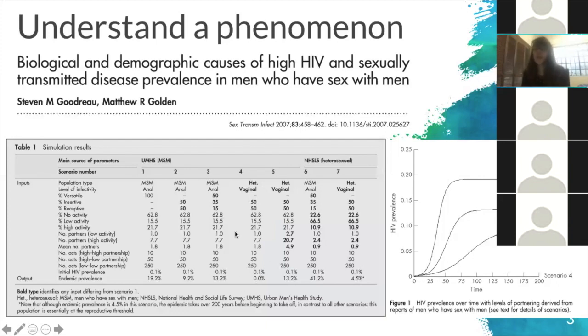And that's because the risk of transmission through vaginal sex is much lower than through anal sex. And so basically, this paper serves to demystify the idea that the high prevalence among men who have sex with men is just due to high sexual activity among men who have sex with men.